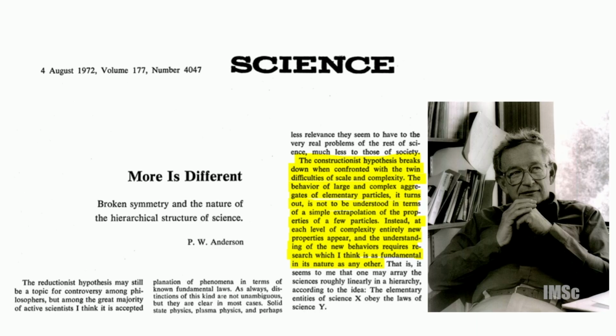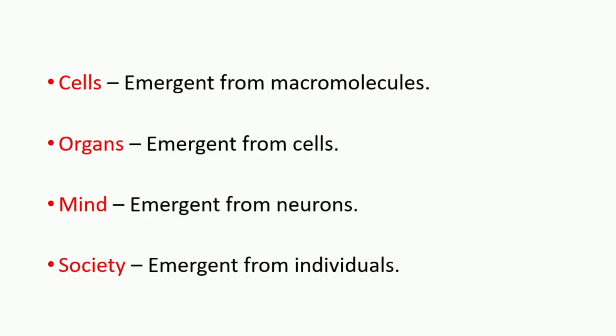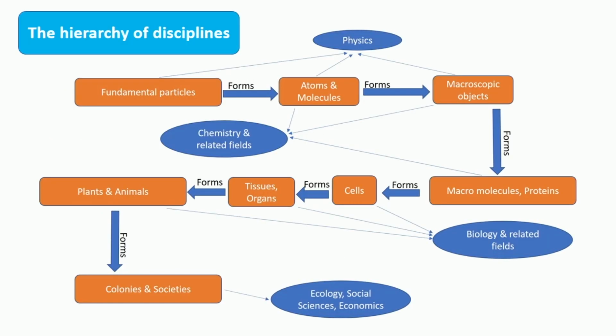I would also want you to focus on that second line, which is not highlighted. "That is, it seems to me that one may array the sciences roughly linearly in a hierarchy, according to the idea that elementary entities of science X..." and so on. If you think about it, this is what he means. You already know that cells, organs, mind, society represent different levels of organization. Probably you might have seen this, but this is also roughly why we have different scientific disciplines.